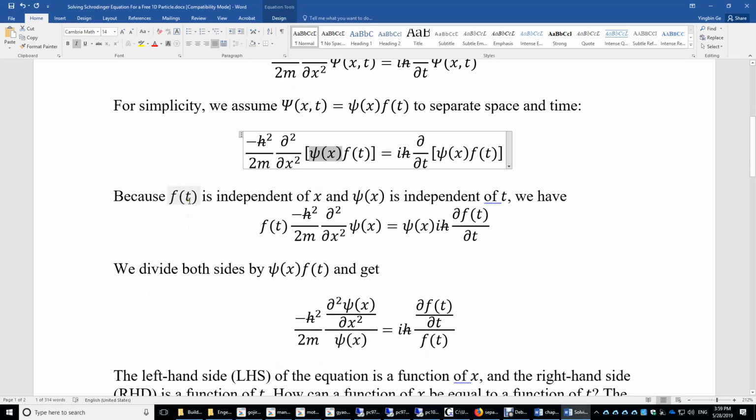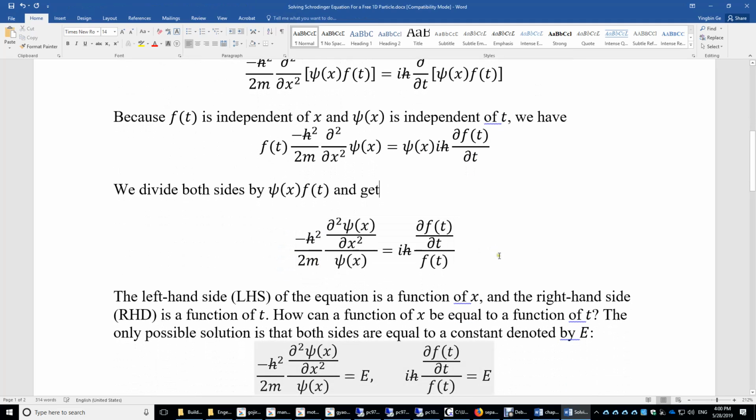Because this function of time is independent of position, and this psi of position is independent of time, we can actually pull out this f of time out of the second derivative with respect to position. And we can pull this psi of position out of this first derivative with respect to time. And then we divide both sides of this equation by psi of x times f of t. We get a new equation here.